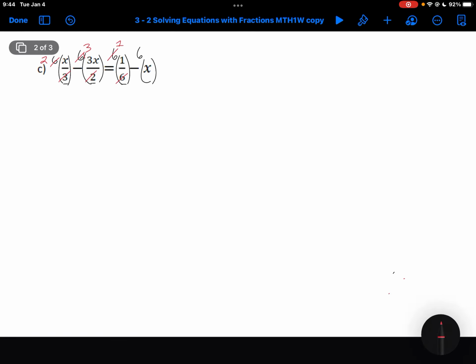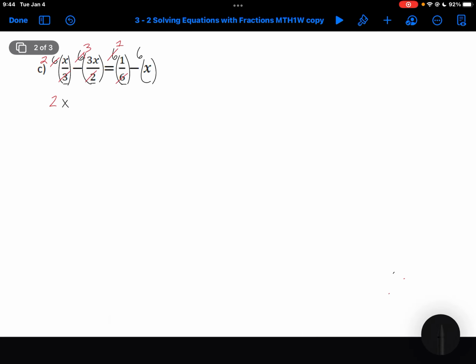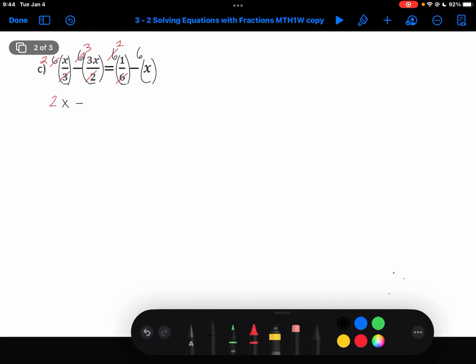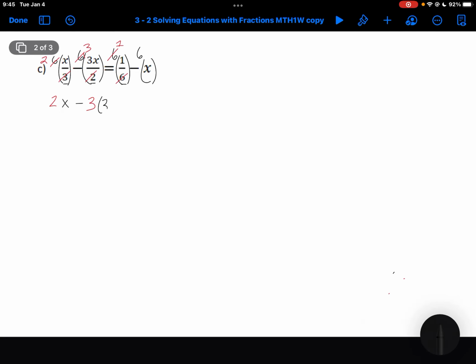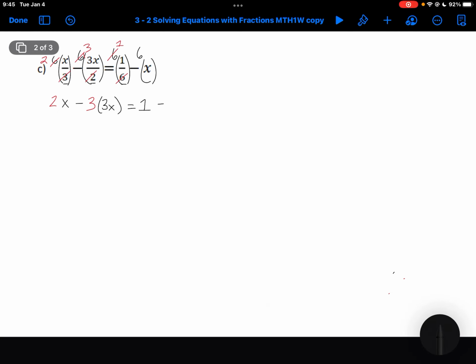So multiplying that through is going to leave me with 2x minus 3 times 3x, because that's what I had as the numerator of my fraction. Then I just have 1 minus 6x. So the next thing I need to do is to expand these brackets. So 2x minus 9x equals 1 minus 6x.